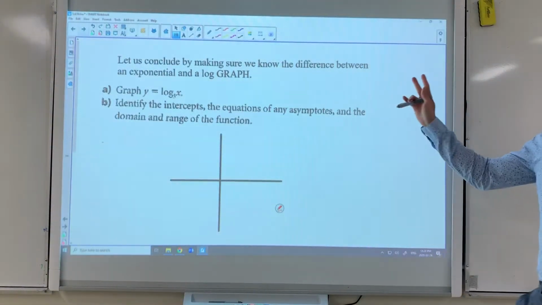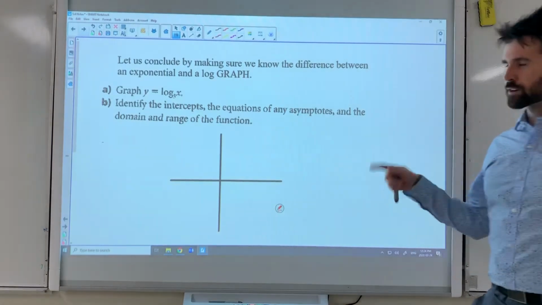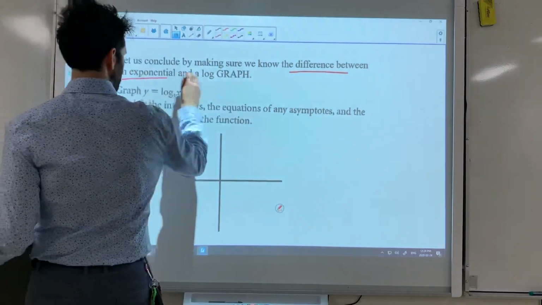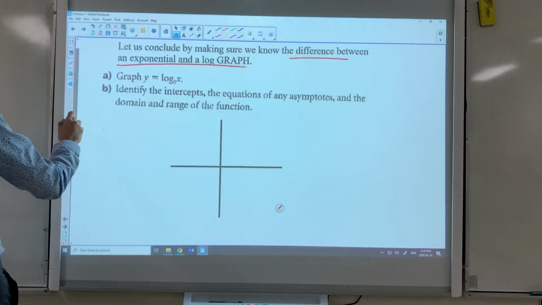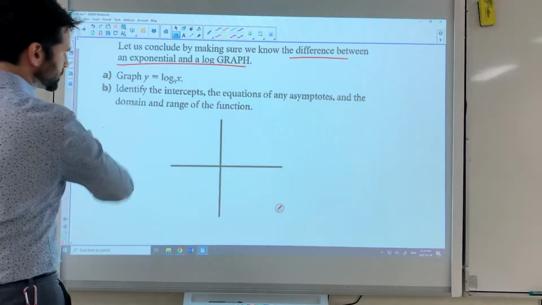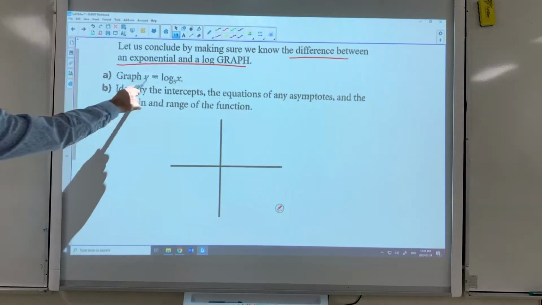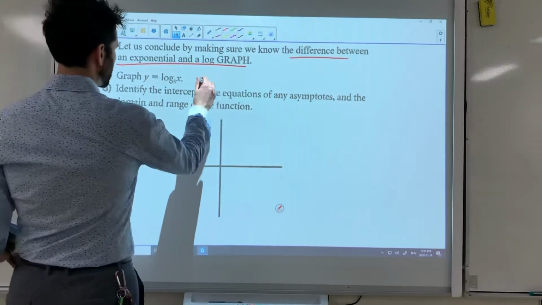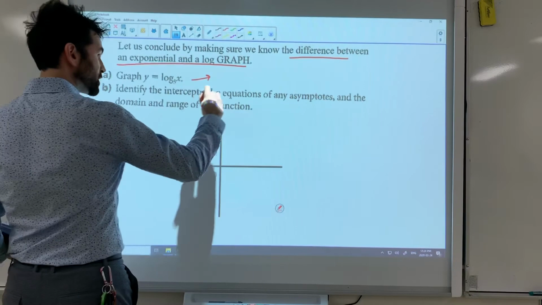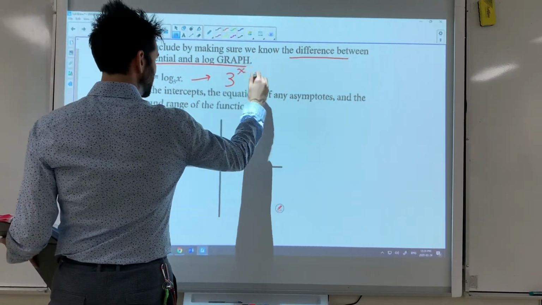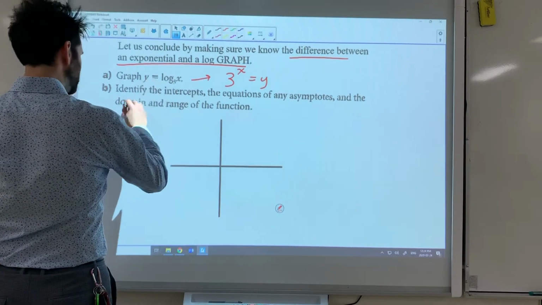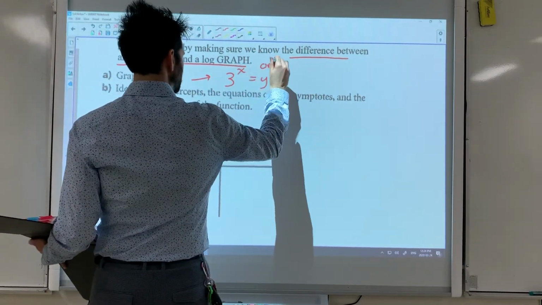Let's make sure that we know the difference between a log graph and the exponential graph. We did this before for 2 to the power of x. Let's do it for this one. If I say, graph y equals log base 3 of x, how are you going to do that? Well, I would start thinking about the original exponential graph, which would be 3 to the x equals y. That's the original one.